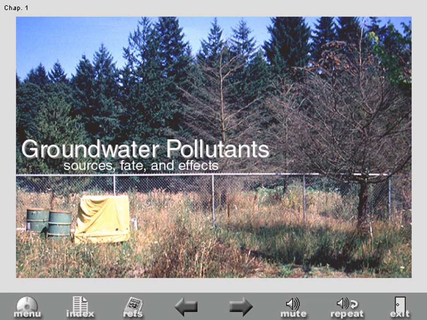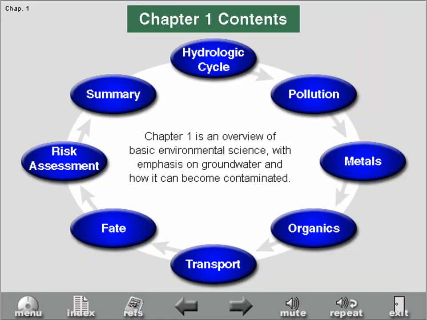Chapter 1 provides background on the sources, fate, and effects of groundwater contamination. It is intended for those who are not already familiar with this aspect of environmental science. This page provides an outline to the contents of Chapter 1.